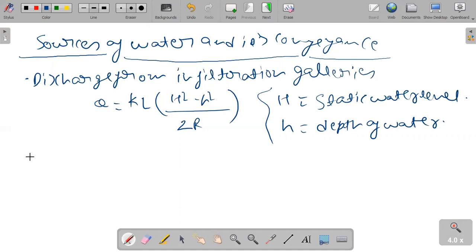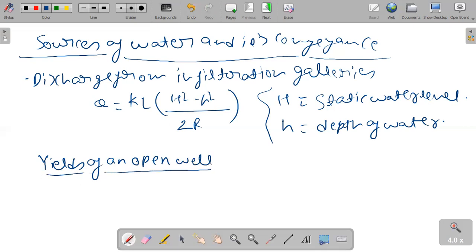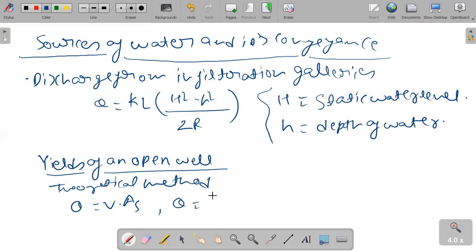Our next thing is yield of an open well. If we discuss the theoretical method, we have the formula Q is equal to V into AS, or you can say Q is equal to N into VA into AS. Basically V is equal to N into VA.